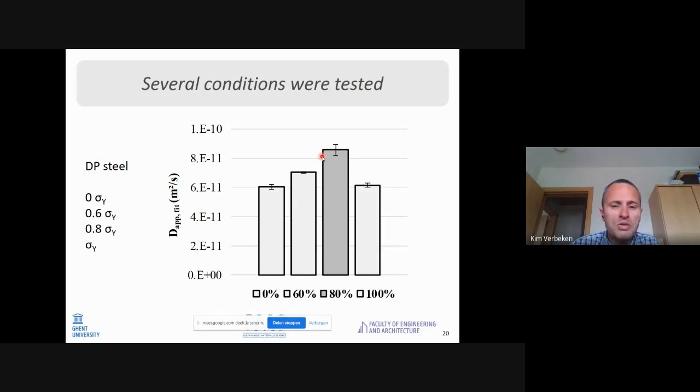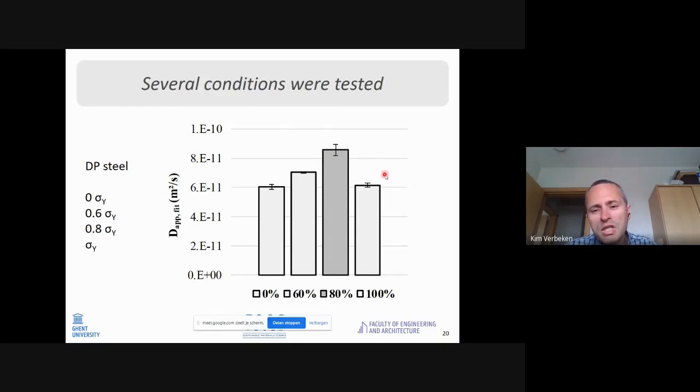Well, the hypothesis is that because you are stretching your crystal lattice, and actually this is the only thing which changes in your material, hydrogen can more easily go through the material, can more easily jump from one interstitial position to the other. And at that moment, you have also an increase in diffusion coefficient.